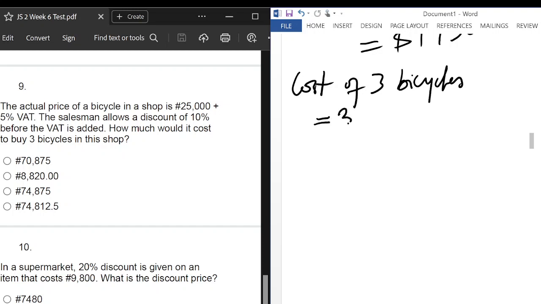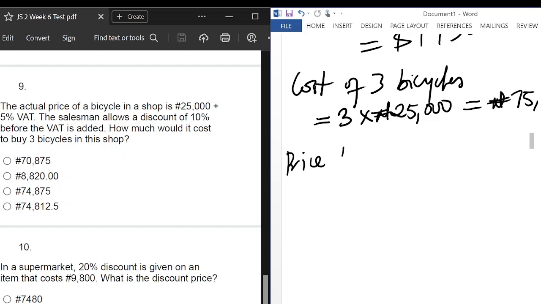So that is 3 multiplied by 25,000 naira, and that gives us 75,000 naira. Now, the next thing is supposed to add VAT to it. No, we do not add VAT yet. We're going to deduct 10% of this. So that means the price before VAT. Since it is 10%, that means the customer is paying 90%.